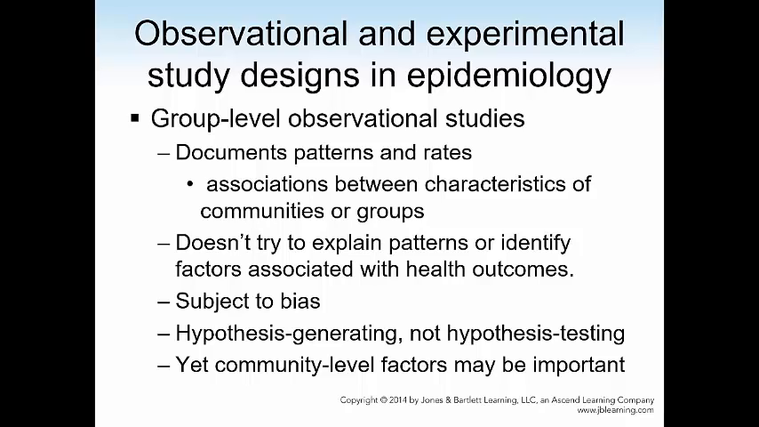Under the analytical study designs, you have the observational part of study design. And even within that group, you have what is called the group level observational study. For that type of study, you're looking at a group, but you're just documenting patterns and rates. And that's all you're doing. You're not even necessarily looking for an association between characteristics of communities or groups. You're just collecting data. It doesn't even try to explain patterns or identify factors associated with health outcomes.